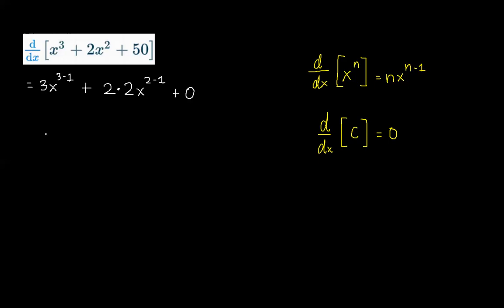So let's simplify. We're going to have 3x raised to 2 because 3 minus 1 is 2, plus here the coefficient, the one we don't touch, we're going to multiply it together with this one. So 2 times 2x raised to 2 minus 1 will be 4x. That's it.